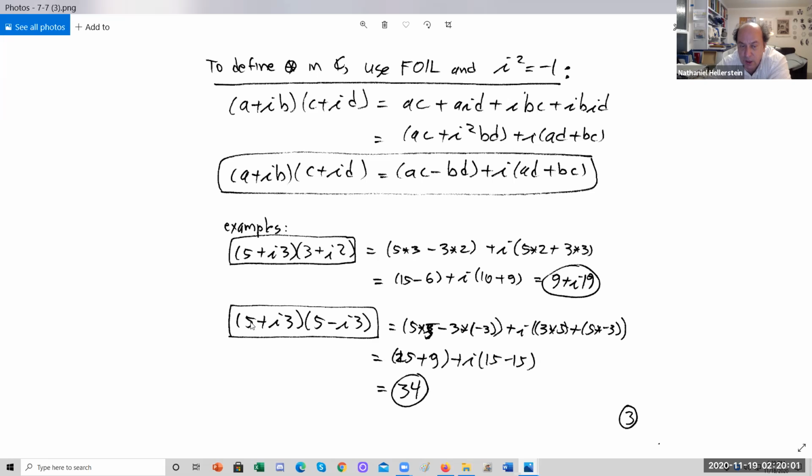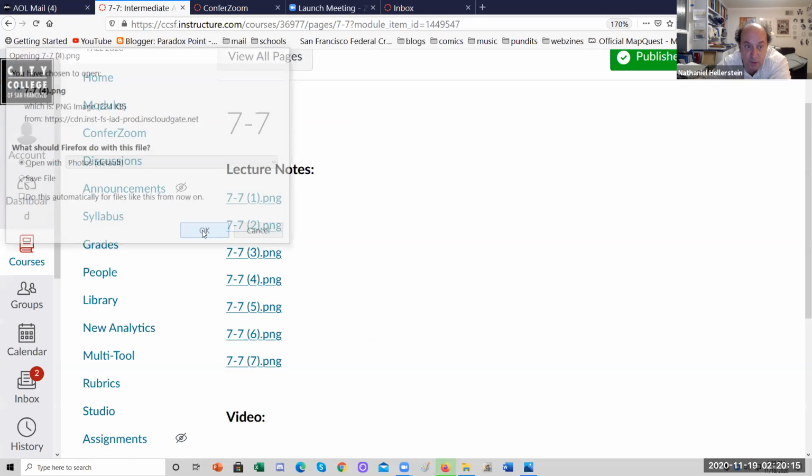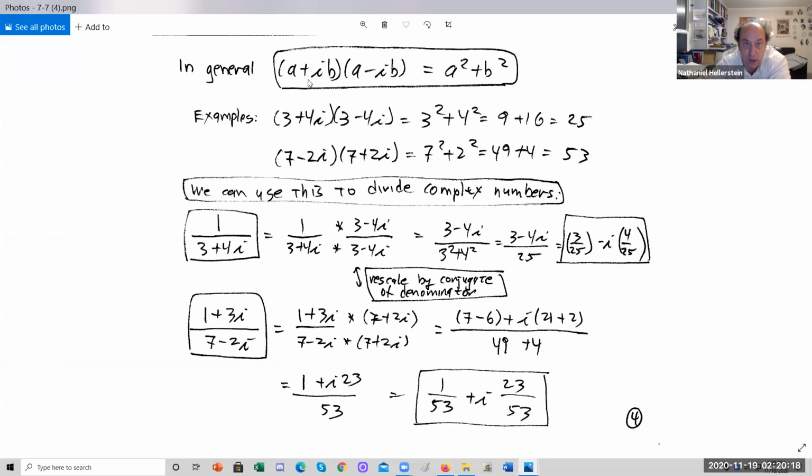Now, okay, these numbers, 5 plus i3 and 5 minus i3, are called conjugates. And when you multiply a number by its conjugate, you get a real number. Let's see that in general. A plus ib times a minus ib. These are called conjugate numbers. And their product is a squared plus b squared, because it's a squared minus ib squared. But i squared is negative, so it cancels, and you get a plus b squared.